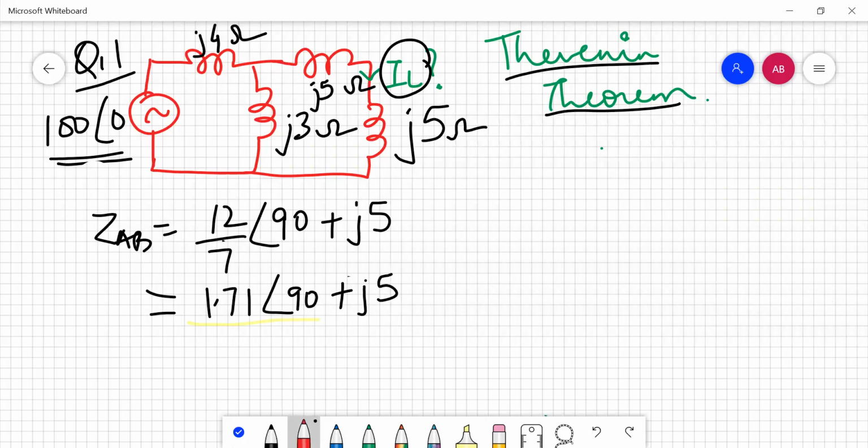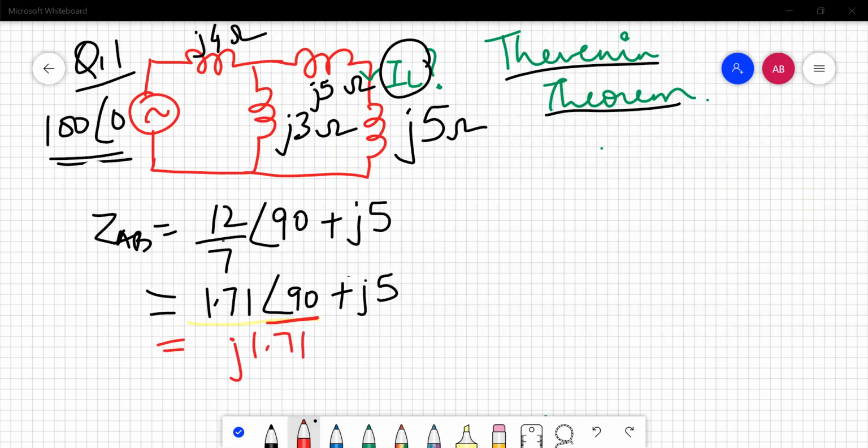Because this is angle 90, that gives me the value of this as J 1.71, that we can cross verify from the calculator as well. So here you have to convert it into rectangular form. So I'm going to feed the value, sorry, the real part is rectangular. So we have to go for 1.71, comma 90, and here we get the value as imaginary 1.71 that I have just written here.